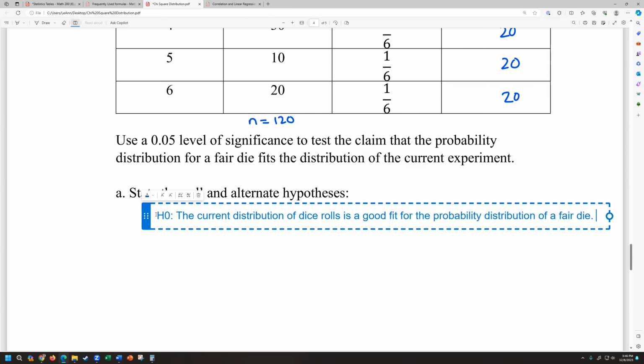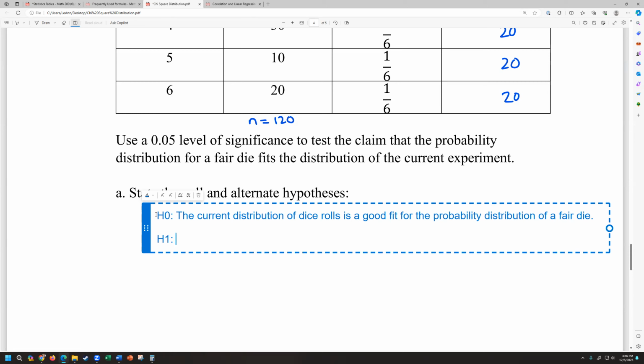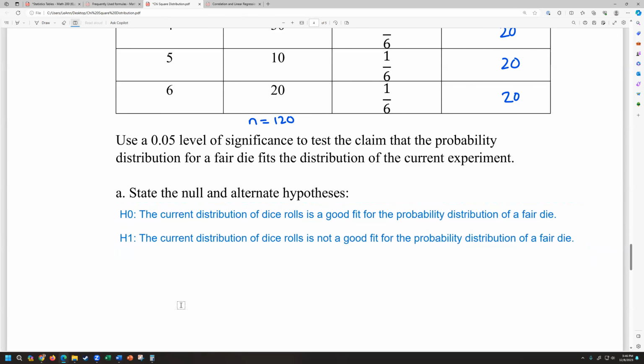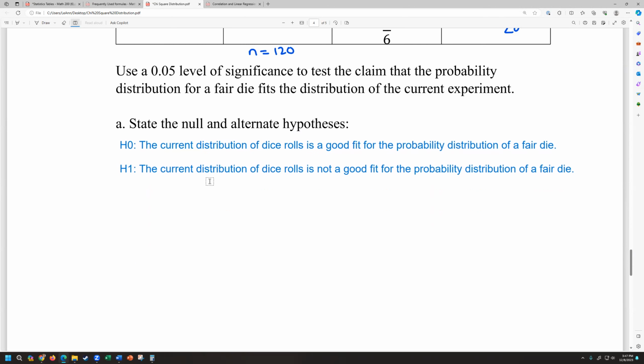That's like our population one. And then H1 would be the current distribution. So our sample that we just did of dice rolls is not a good fit for the probability distribution of a fair die, which would indicate to us that that die maybe had been tampered with, maybe it has a weight in it. It doesn't fit the same, it's too different in how the numbers are falling, essentially.